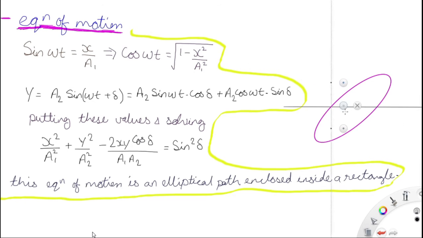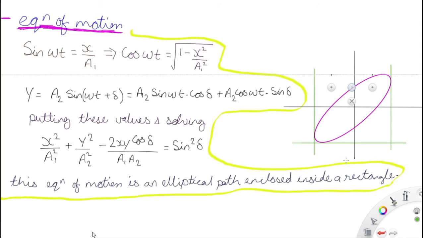This is the perpendicular axis. These are the asymptotes, and this is the curve found, which is of the nature of an ellipse. So this is an ellipse.